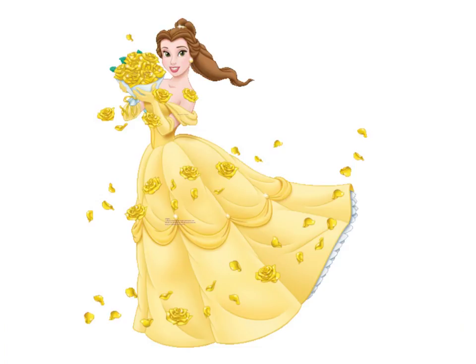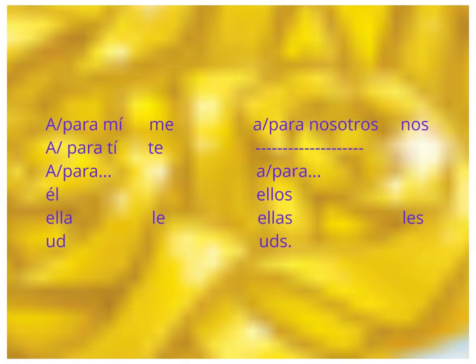We've got Princesa Belle. So here is your T-chart, just like we had with the DOPs. To or for me is me. A ti or para ti is te. A él, a ella, o a usted. Para él, para ella, para usted. These are non-gender specific. They are all going to be le.